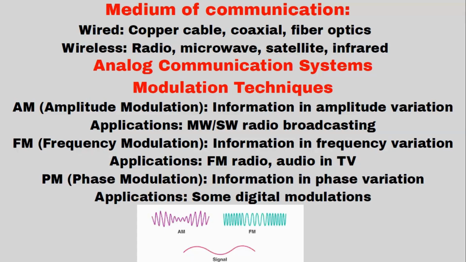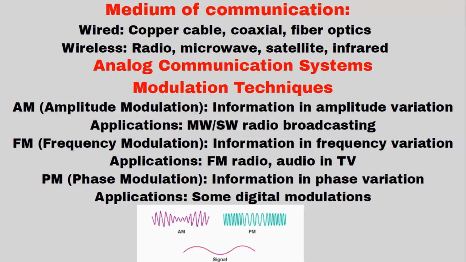I told you about the old type of analog communication system. In that we used some modulation technique, that is a mixing technique. One is AM, then FM, then PM. These are the 3 main modulations: amplitude modulation, frequency modulation, and phase modulation. Now, in amplitude modulation, the amplitude of the signal varies.